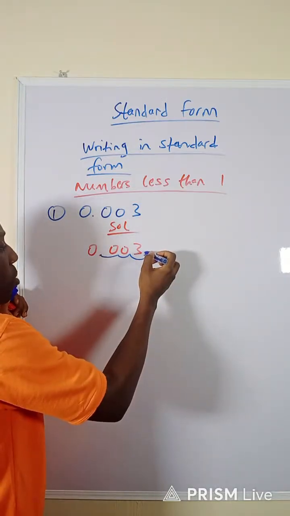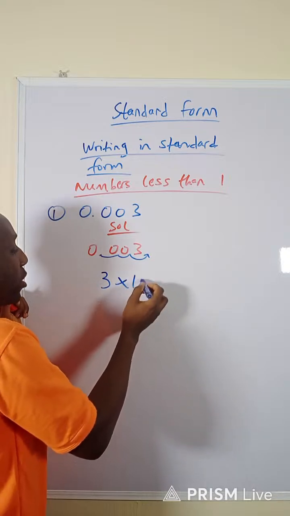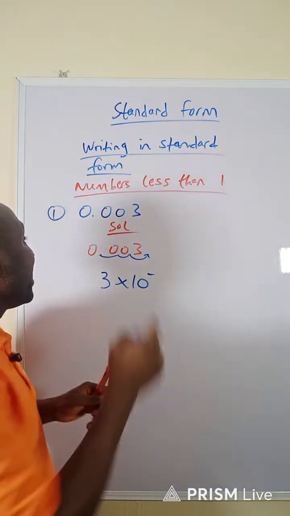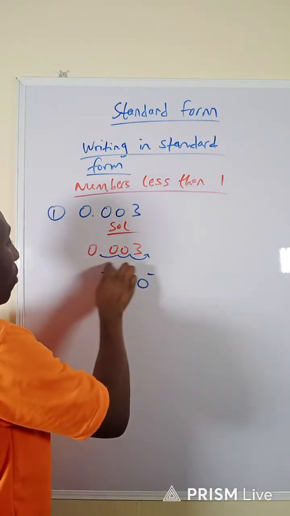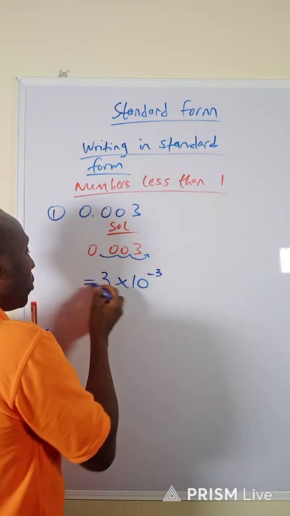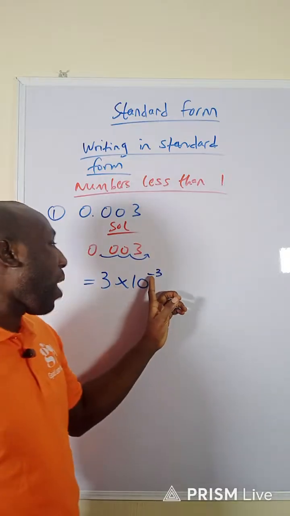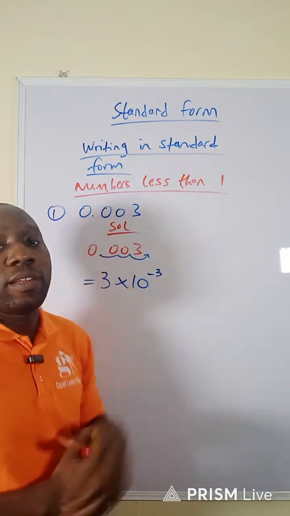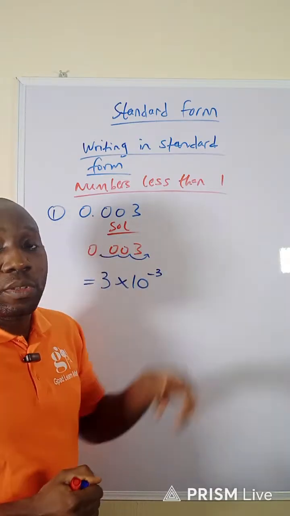So it's not going to be here, somewhere here, right? 3 point something. So you can write that as 3 times 10 raised to the power. Don't forget to put your minus because it is less than 1. How many movements did we have? From here, 1, 2, 3. So minus 3. What I've done is I have written it in standard form, but I ended up having a negative power. Why? It is less than 1, 0.003.